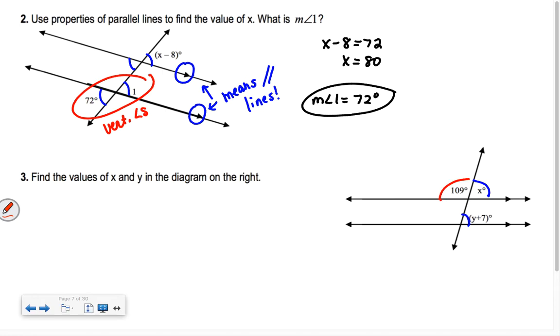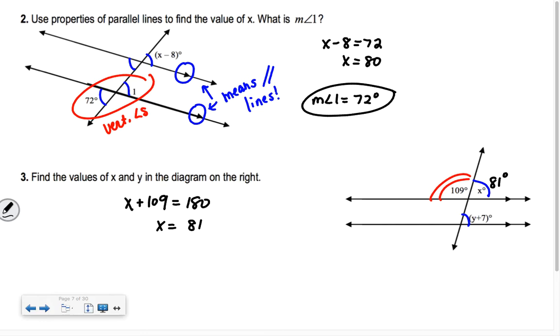Yep, x plus 109 equals 180. Perfect. So then x is equal to 81. Once you get that, plug x back in. So we have 81 degrees for the blue markings. Now we can set up a second equation.